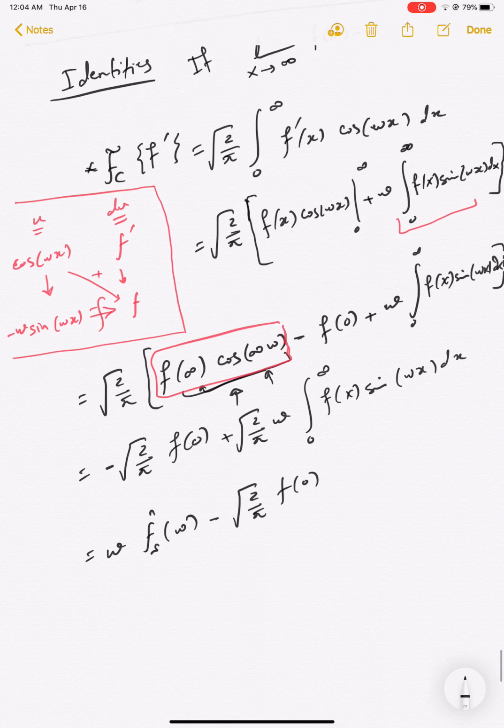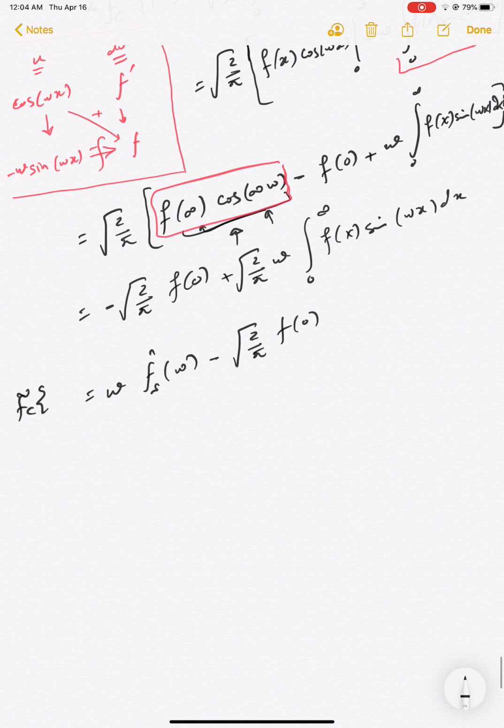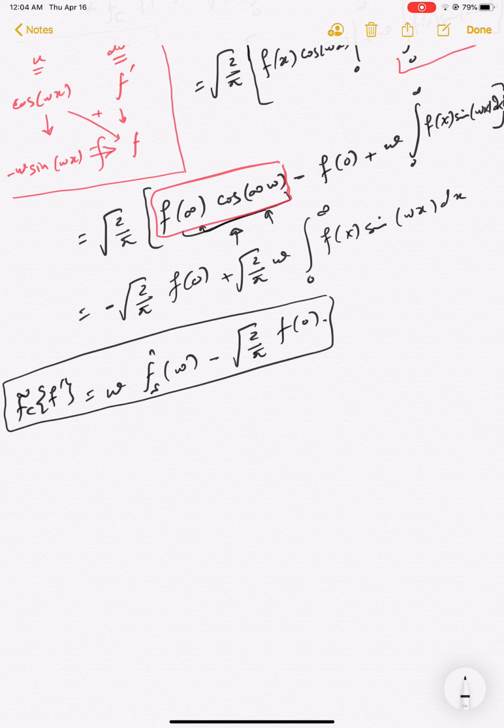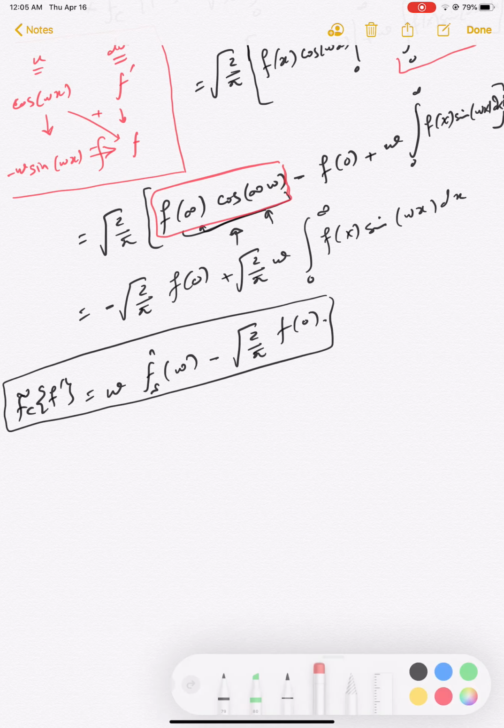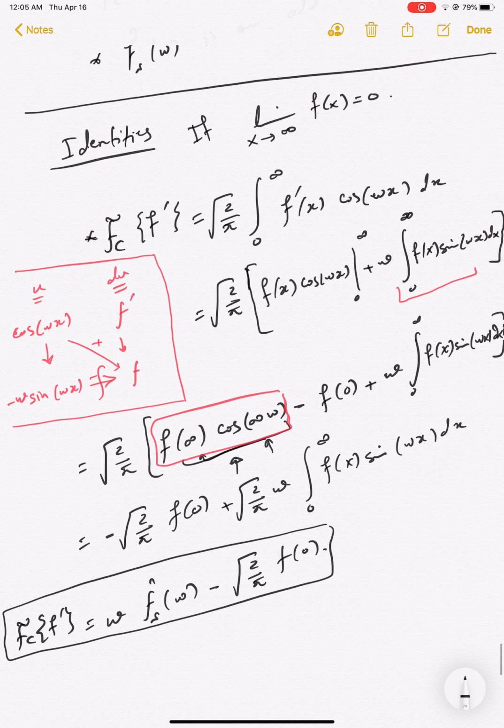So again, what is this? This is the Fourier cosine of the derivative. If you have a function, you have its derivative, and you want to find the Fourier cosine of the derivative, then this is exactly what you have. This formula is very similar to the formula we have with the Laplace transform, right? Because the Laplace transform of the derivative is s Laplace of f minus f of 0. Of course, the s replaces the omega. So the two identities are very similar, just for comparison.